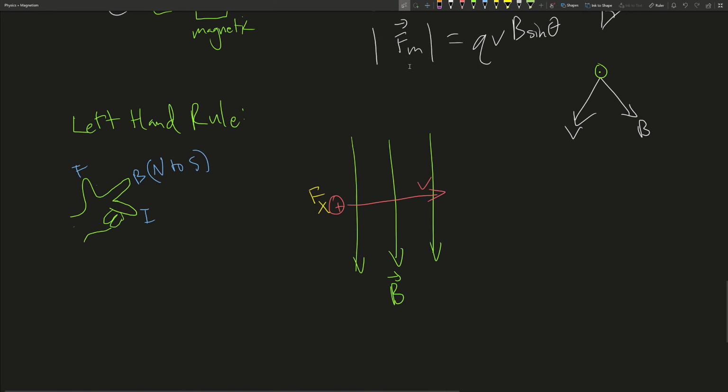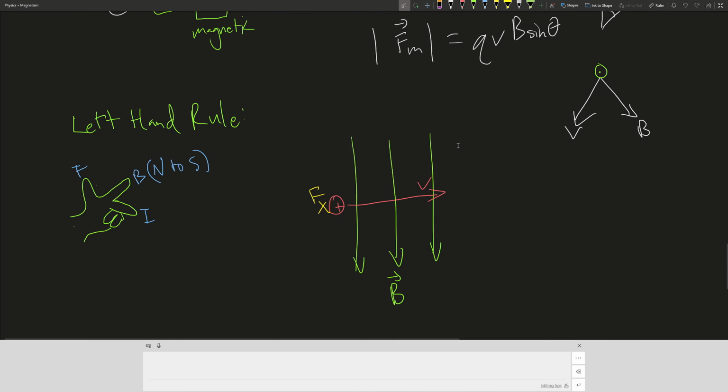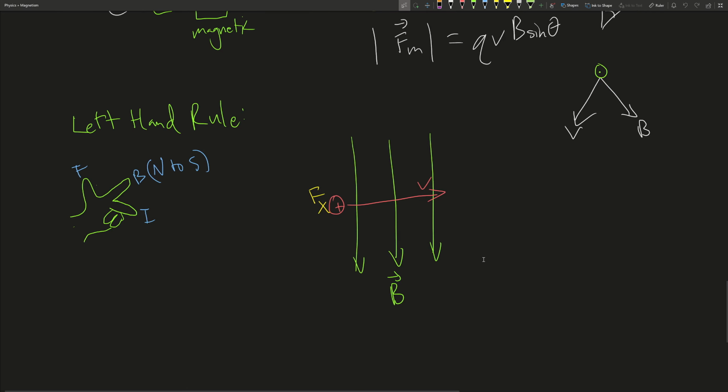And now again, force always has to be perpendicular to B and I. But B and I, or B and V, do not have to be perpendicular to each other. So if you had a velocity here that was going in this direction, the force would still be going into the page. It would just be smaller because you have a sine theta that scales the force downwards.